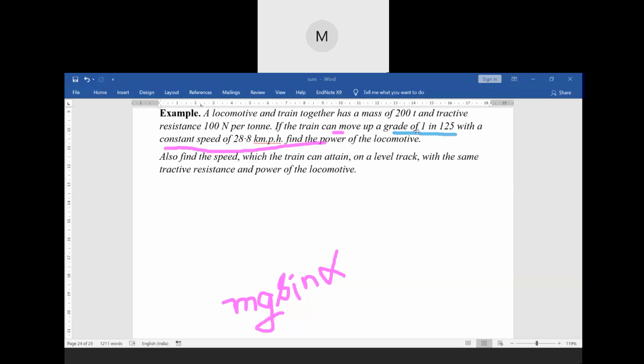So what does this grade mean? Can you say me? What does this grade mean? A length, which length of the train?